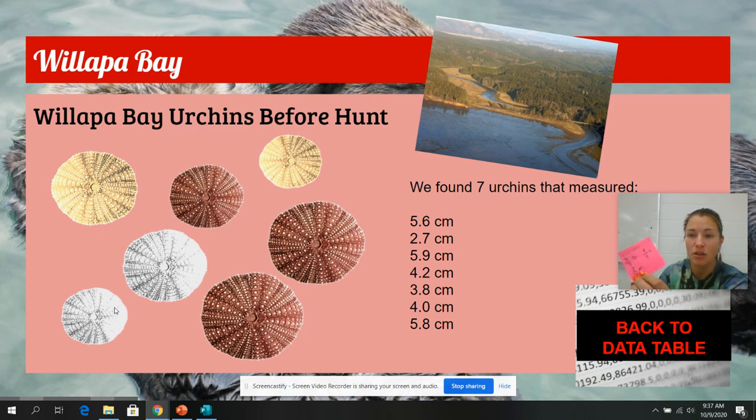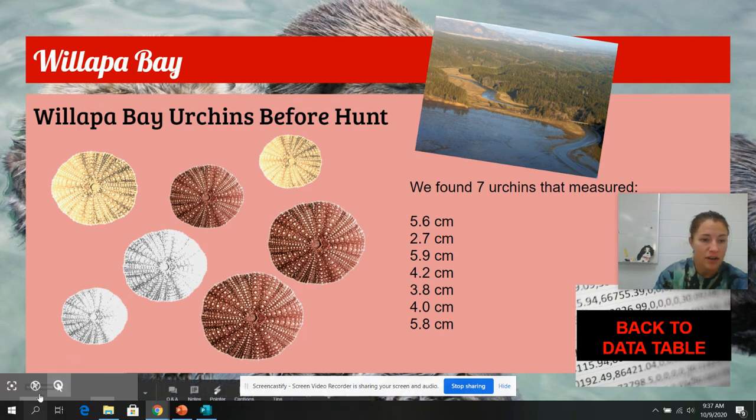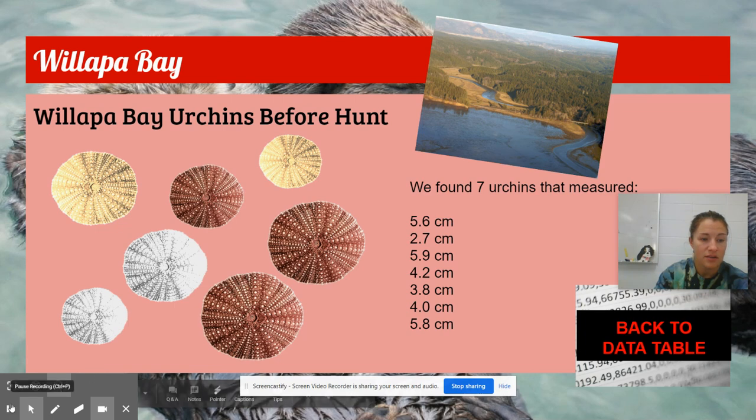So I just wrote that down in my little Post-it note. Okay, so we're going to use that later. And we found 7 urchins that measured all of those measurements. So what I'm going to do with that information is average it together. So I added them all together and I happened to get an even number. I got 32, and I added 5.6, 2.7, 5.9, and so on and so on. So to get my average, I'm going to divide that by 7 and that equals 4.57. Since everything there is rounded to the tenths place, I'm also going to round it to the tenths place. So my average would be 4.6.